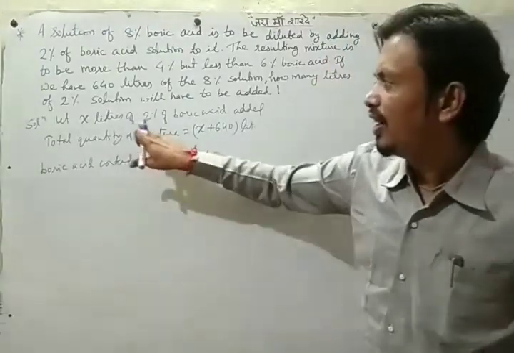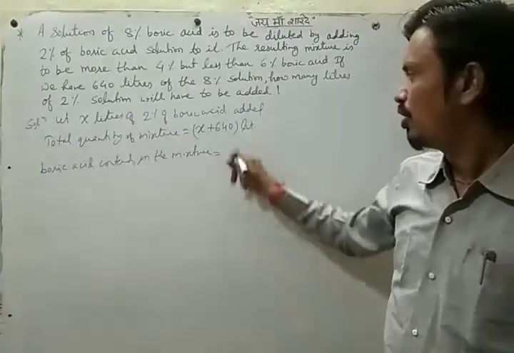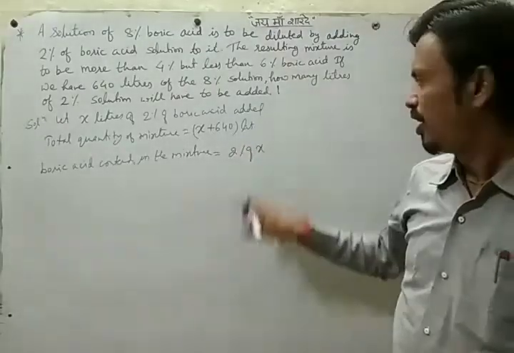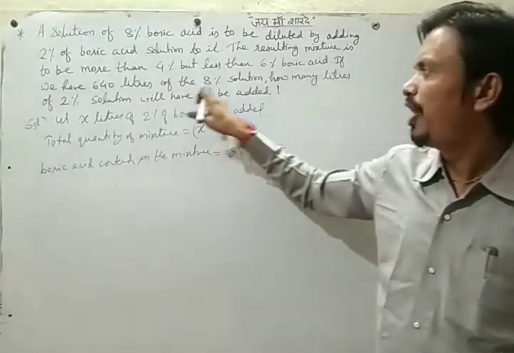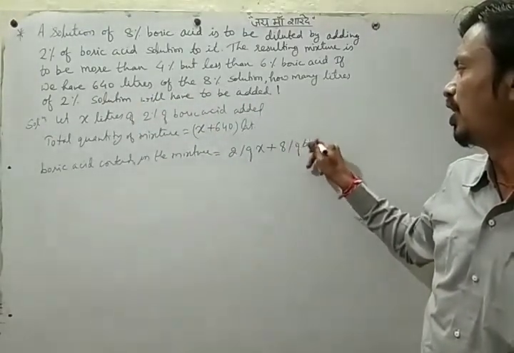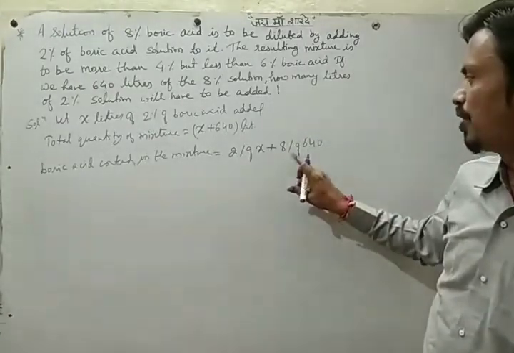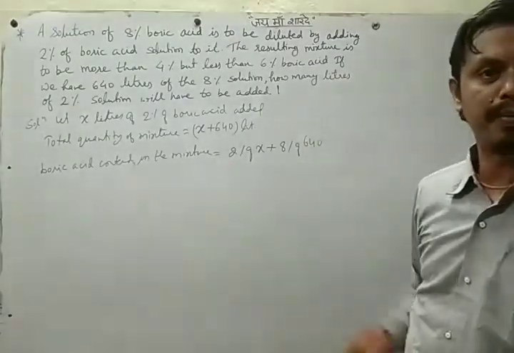So in this we are adding x liters of 2% boric acid. So 2% of x liters plus, here we have 640 liters of 8%, so 8% of 640. How much boric acid do we have? 2% of x liters and 8% of 640 liters. This much boric acid we have in the solution.